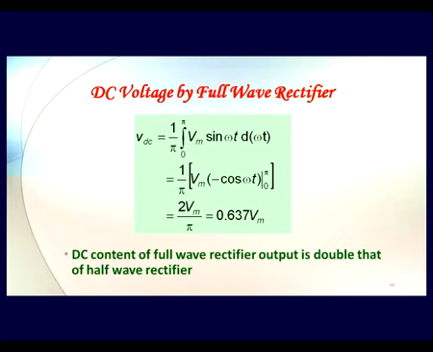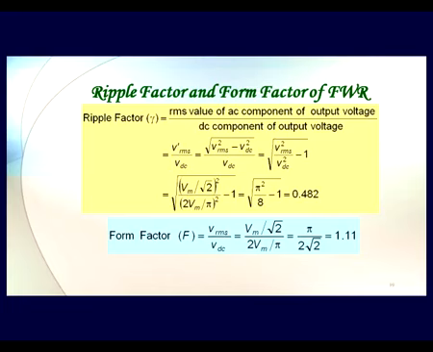And the ripple factor, if you see here, is quite less, because the ripple factor is V'RMS upon VDC, which will be equal to the square root of VRMS square upon VDC square minus 1. If I substitute the values for the full wave rectifier, that is Vm upon root 2 square upon 2 Vm upon pi square minus 1, it comes out to be 0.482, and the form factor is 1.11.